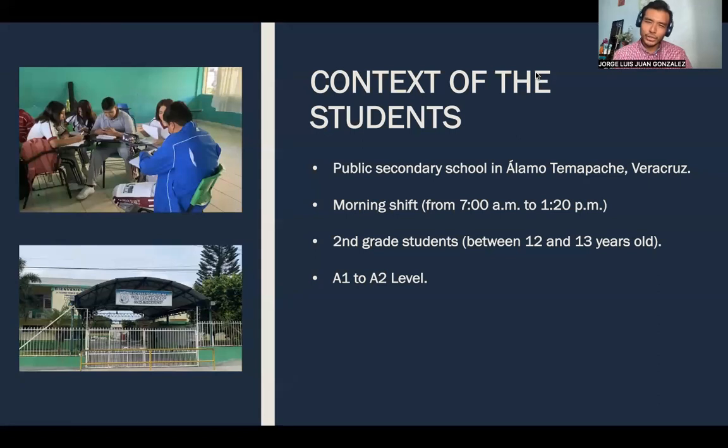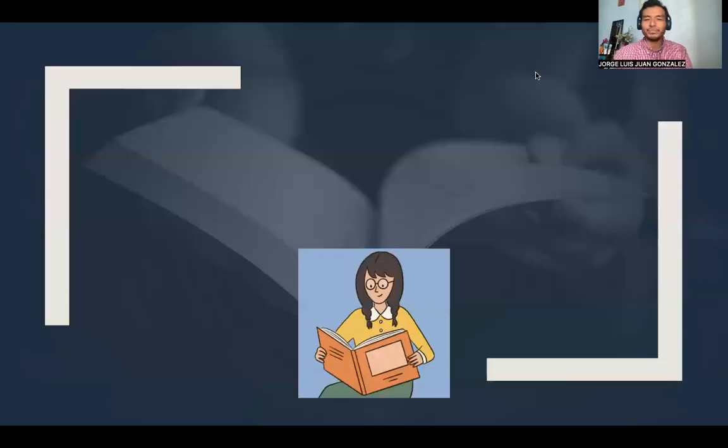Their age is between 12 and 13 years old. They study in the morning shift in the public secondary school 18 de Marzo, which is located in Álamo, Temapache. According to the Common European Framework, the English level is from A1 to A2.